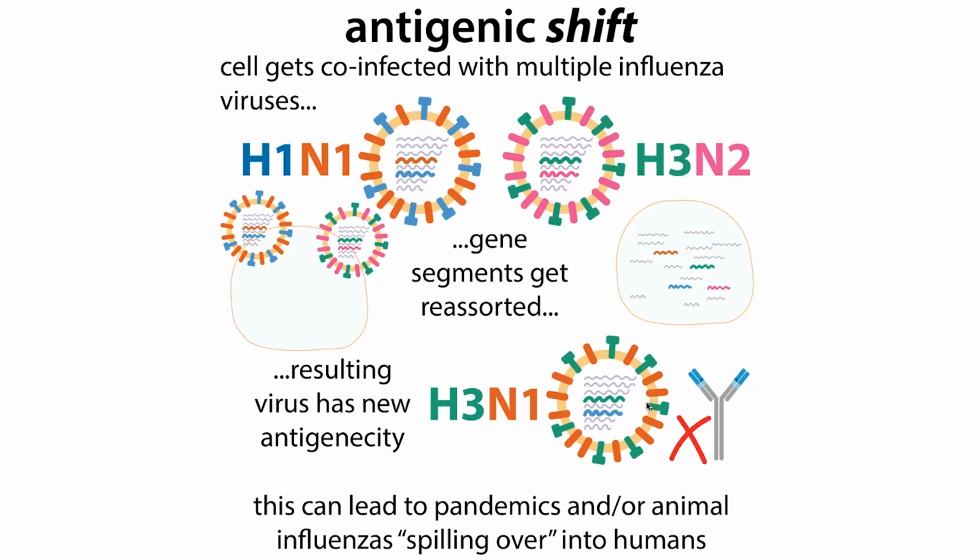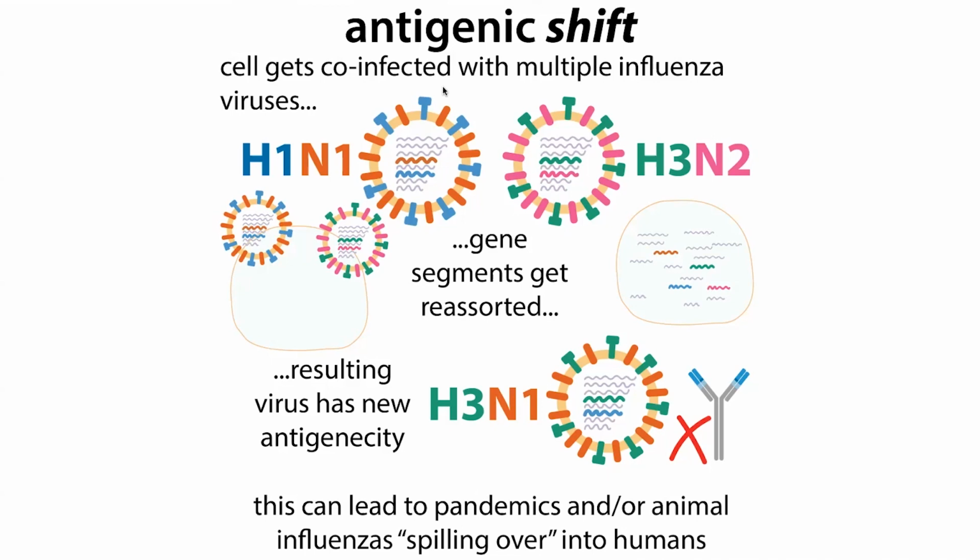This is really dangerous because it can lead to pandemics or animal influenza spilling over into humans. So maybe not all of these are compatible with humans, but you have a virus that's infecting, say, birds, and then some of those strands mixed with a human virus, you can end up with a virus that is more easily able to infect human cells. And so there are ways in which these new genes can get introduced into viruses that are better at infecting humans. And this can lead to spillover and pandemics and things.